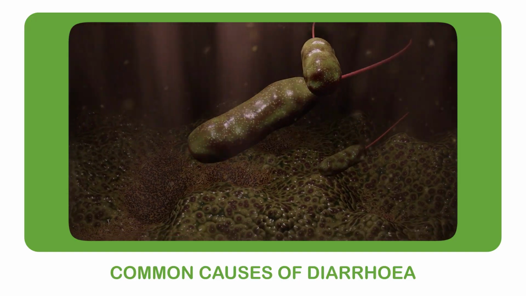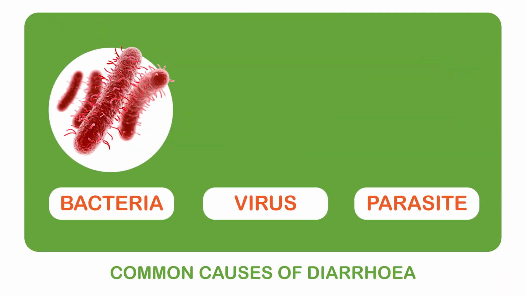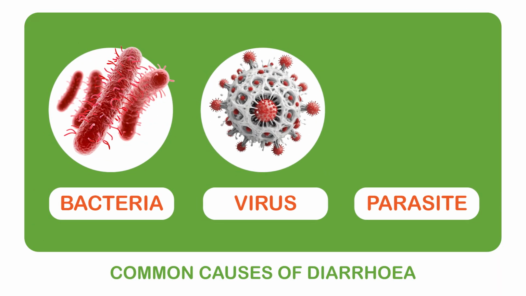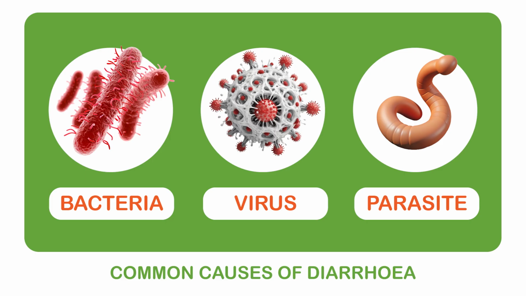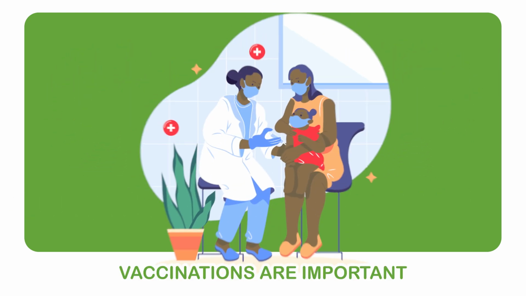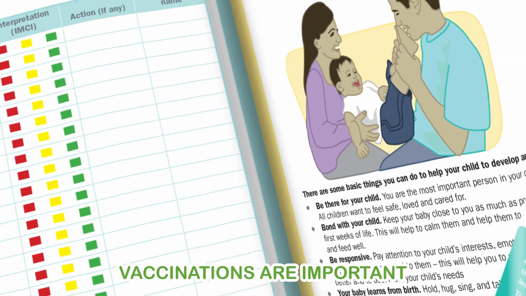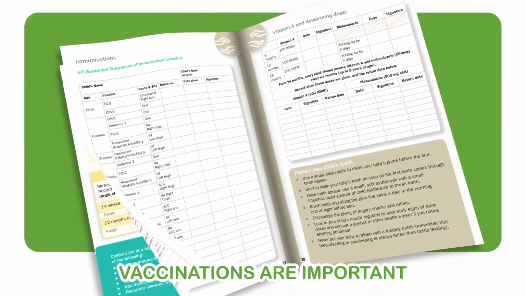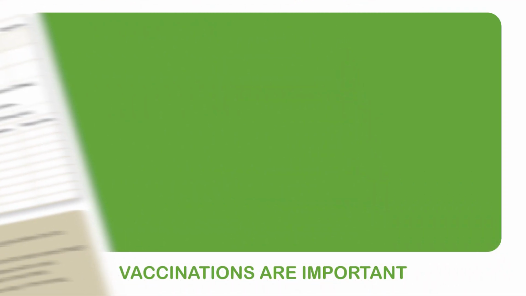Some of the most common infectious agents include bacteria, for example, Salmonella or Shigella, viruses, for example, rotavirus, norovirus, or adenovirus, or parasites, for example, Cryptosporidium, which is common in people living with HIV, or Giardia, which is commonly found in travelers. Remind your patients that having their children vaccinated, through the Expanded Program on Immunization or EPI, will prevent the commonest cause of severe diarrhea in young children, rotavirus.